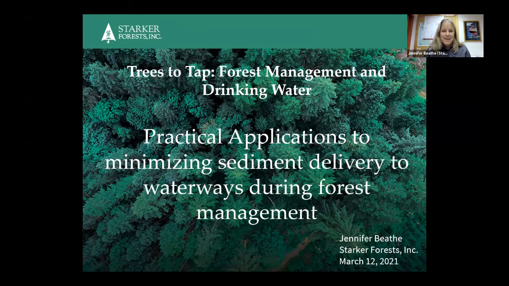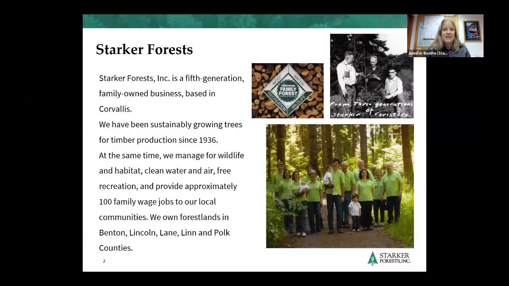Thank you for having me. I'm going to talk about practical applications to minimizing sediment delivery to waterways during forest management. Thank you, Shannon, for the overview of Starker Forest. We are an Oregon family-owned fifth generation business. We manage for wildlife and habitat, clean water and air, free recreation, and we provide approximately 100 family wage jobs to our local communities.